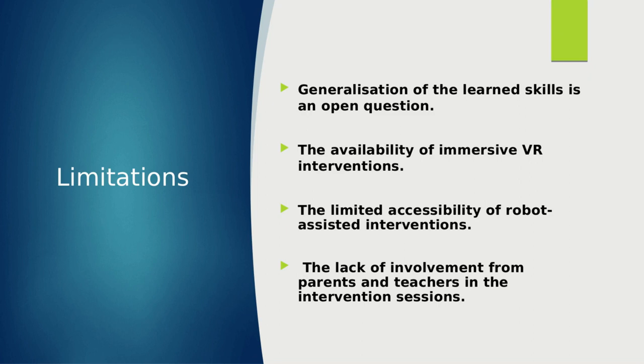One of the main criticisms of VR and social robot interventions has been the lack of involvement from parents and teachers in the intervention sessions. Additionally, a limited number of studies took place in real-life settings, such as the child's home or school.